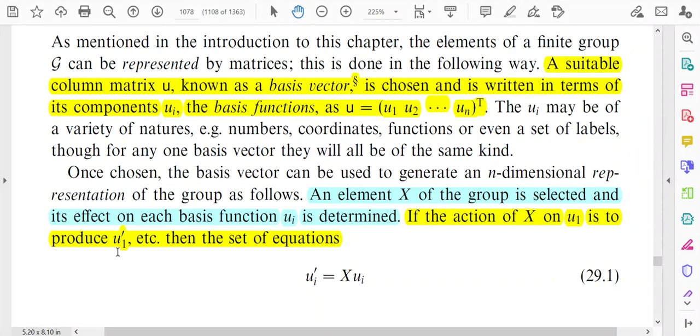So, we can write in general that ui prime is equal to X into ui. This is a general definition. What is X? X is an element of the group G, and what is U? U is a basis vector which has been expressed in terms of its components. When X operates on a particular element u1, it produces u1 prime. So, in general, ui prime is equal to X into ui.